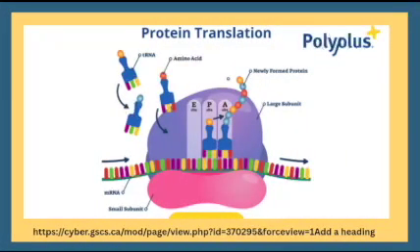This is a diagram of translation. It shows how the mRNA made during transcription is used to build the protein now. The mRNA goes to the ribosome where it reads its codons, and each codon matches a tRNA carrying an amino acid. The ribosome links the amino acids together to form a protein chain. This happens in the cytoplasm.